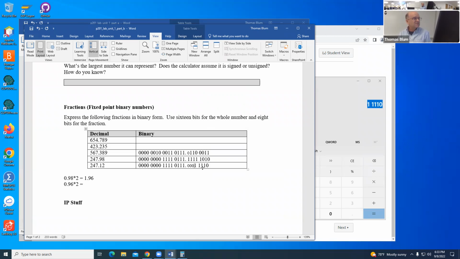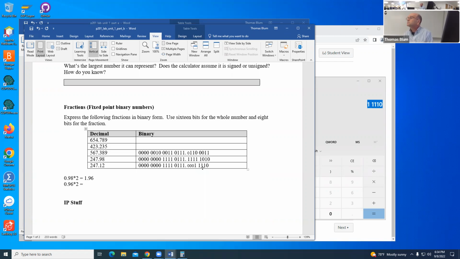The first 0 is the halves place, 0.12 is less than a half. The next one is the quarters place, 0.12 is less than a quarter. The next one is the eighths place, 0.12 is less than an eighth. An eighth is 0.125. And then the ones start coming in. Is that all right?